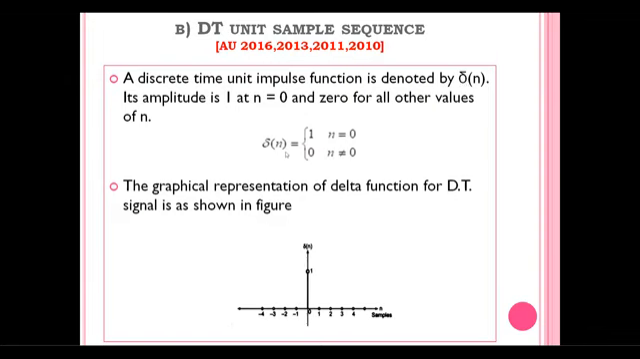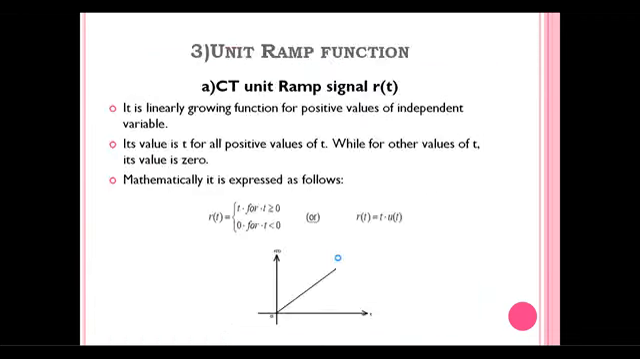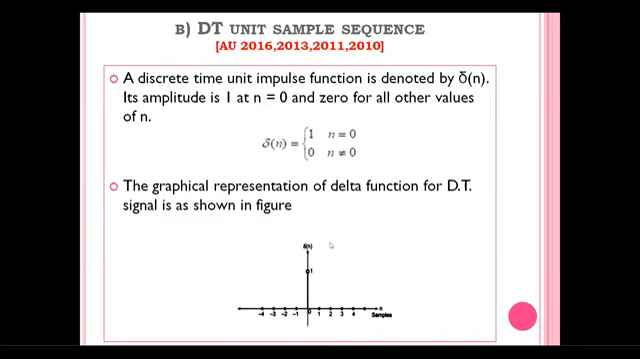So how to describe del of n? Del of n equal to 1 when n equal to 0 and 0 when n not equal to 0. This is the graphical representation of del of n. You see the del of n graph: del of n has amplitude 1 whenever n is equal to 0. For the remaining sample values, the signal does not have any amplitude. So it is the discrete time sample sequence.